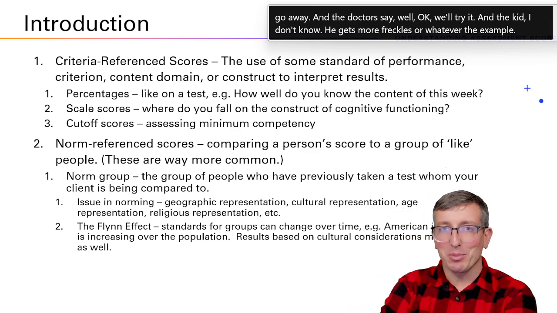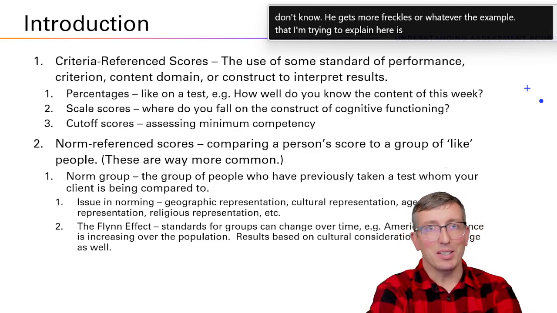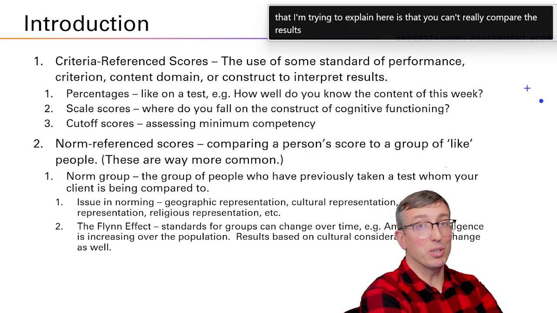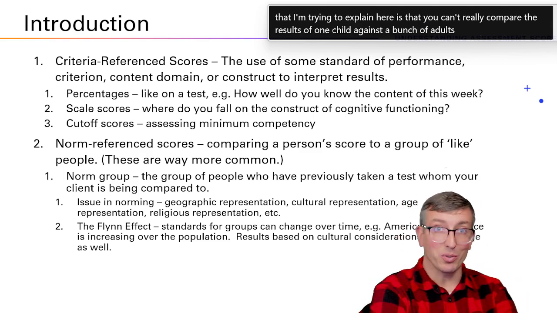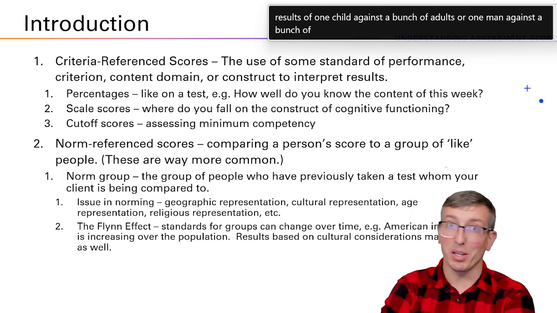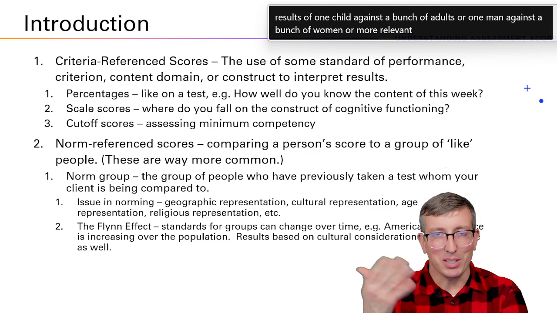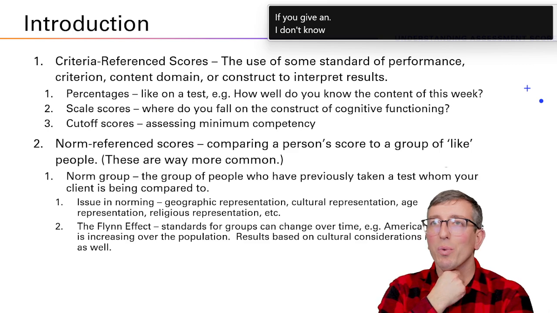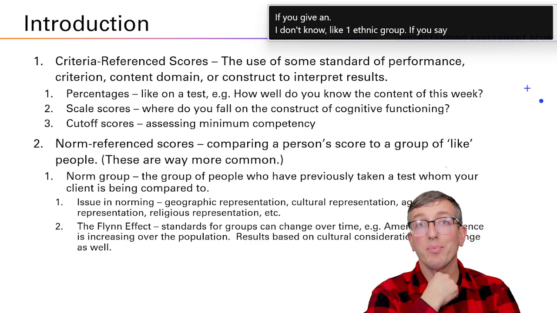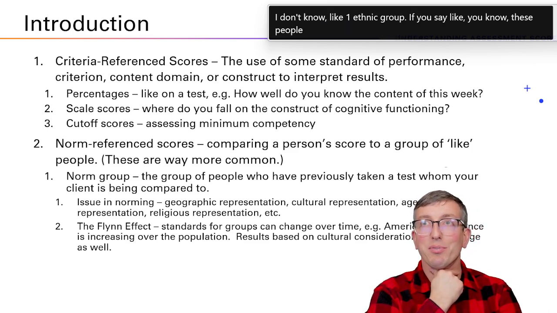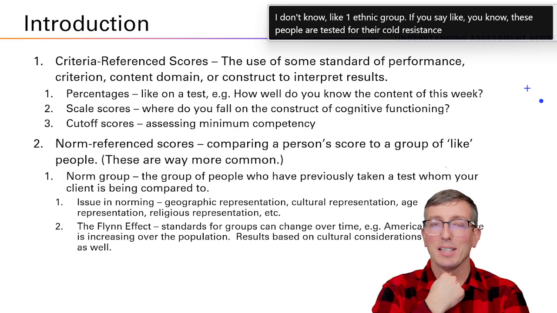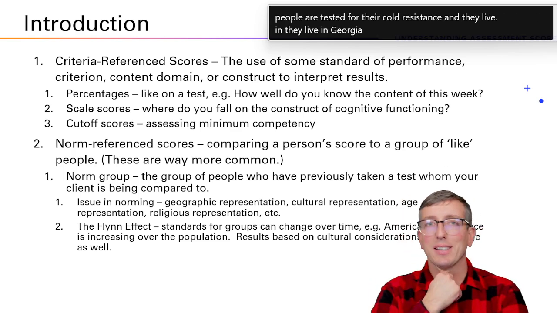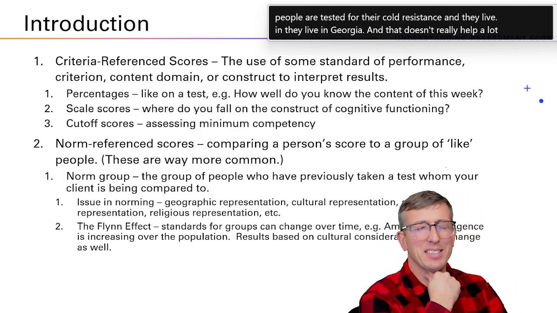The example that I'm trying to explain here is that you can't really compare the results of one child against a bunch of adults, or one man against a bunch of women, or, more relevant to what we're talking about here, if you say, like, one ethnic group, these people are tested for their cold resistance, and they live in Georgia, and that doesn't really help a lot. These examples are really stupid.